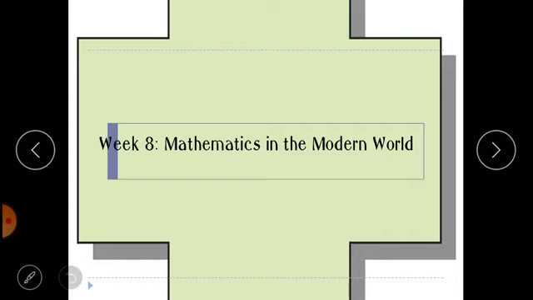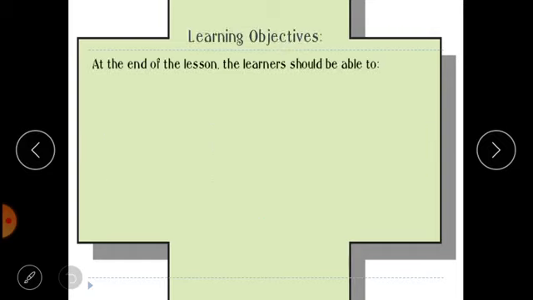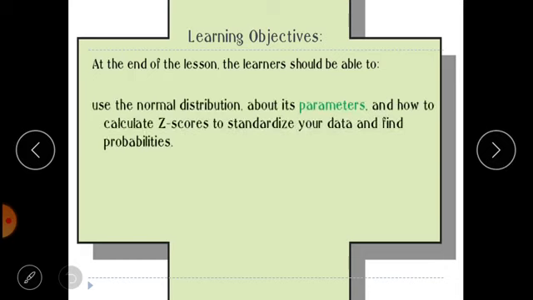So ngayon, magpapatuloy tayo sa ating part 2 ng ating topic, which is the probabilities and normal distribution, kung saan gagamitin natin ulit yung relative position na z-score later on. So before that, let me tell you our learning objectives in this topic. At the end of this lesson, you should be able to use the normal distribution, about its parameters, and how to calculate the z-scores to standardize your data and find the probabilities. Okay, so simulan na natin.